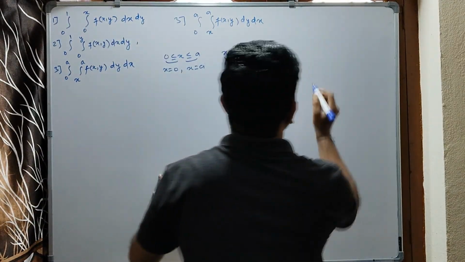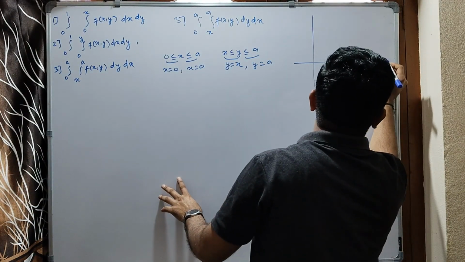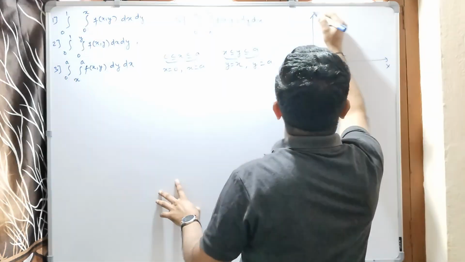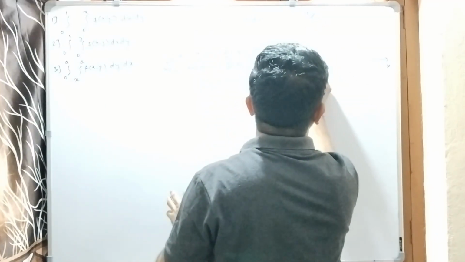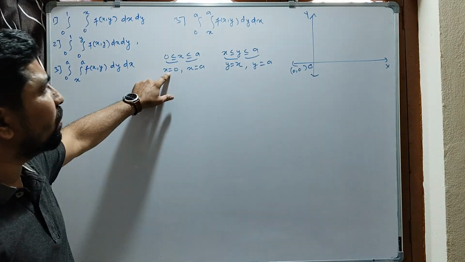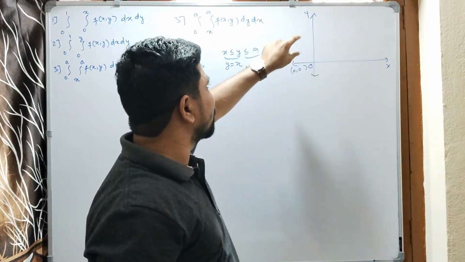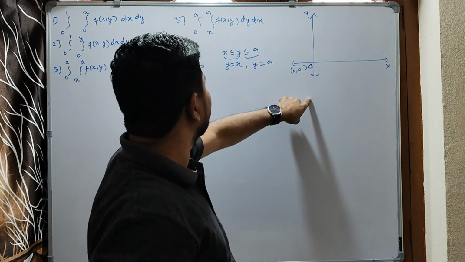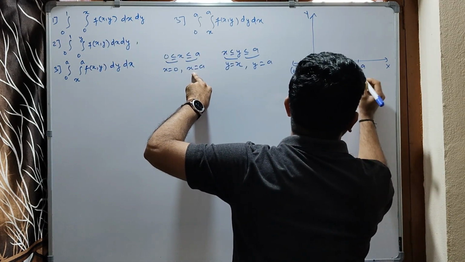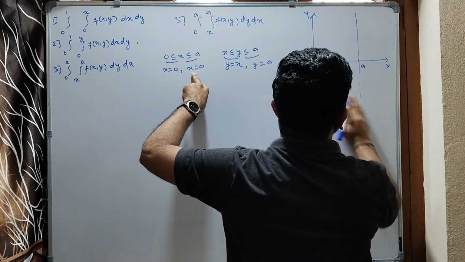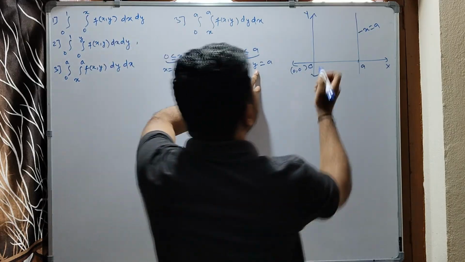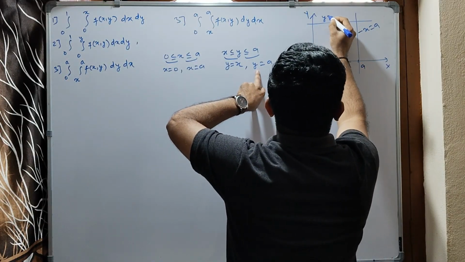Just draw the lines. Let's say this is your xy plane. This is my x axis, this is my y axis, and this is my origin with coordinates 0, 0. Now x equal to 0 means the complete y axis. And x equal to a: let's say this is my coordinate a, and this is my complete line x equal to a. And here I am taking y equal to a, this is my y equal to a line.